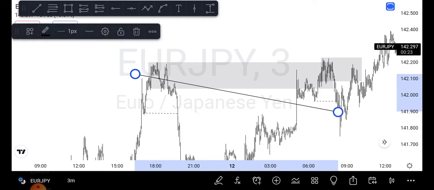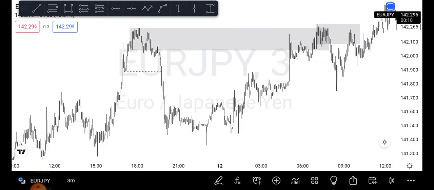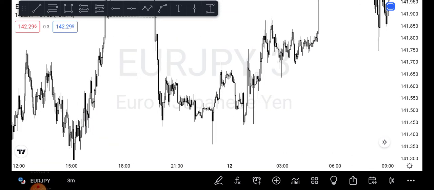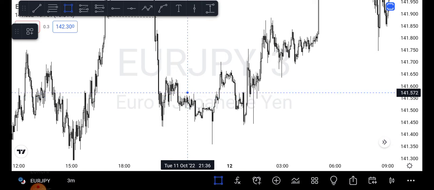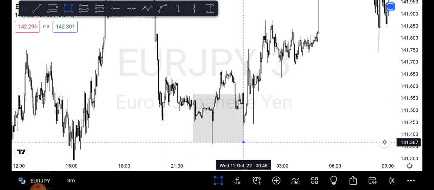So now, since we have seen a basic way to mark out a supply zone, let's look for demand zones. Okay, there is one looking at me here. It's a good example.